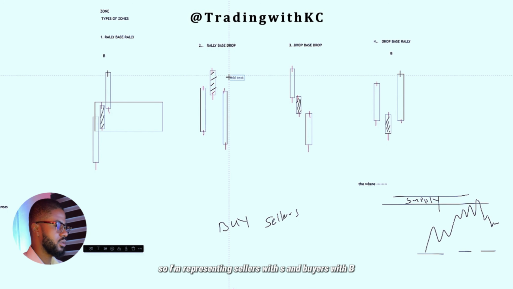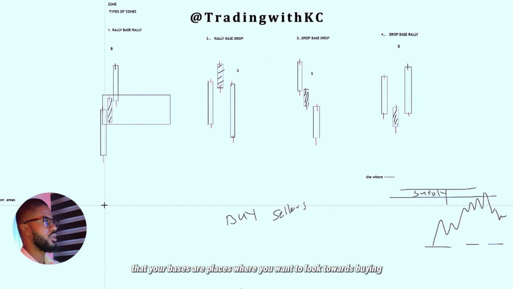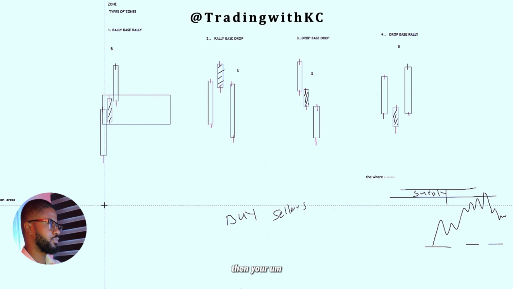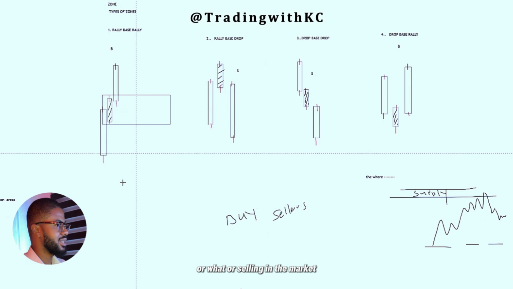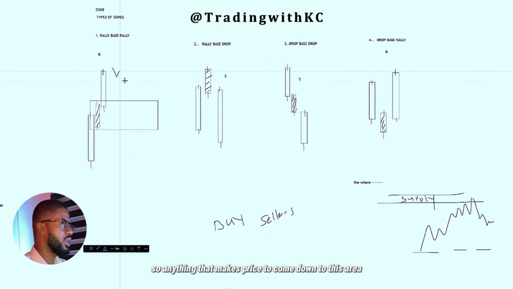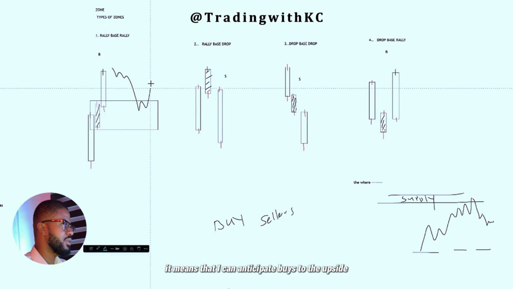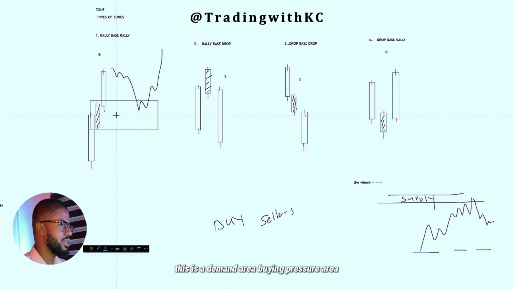So I'm representing sellers with S and buyers with B. Alright, so take note of this. As I was saying earlier on, your bases are places where you want to look towards buying or selling in the market. So this first one, rally base rally, means that I'm looking towards buying at this area. So anything that makes price come down to this area, I can anticipate buys to the upside. This is for sellers, a supply area. This is a demand area, buying pressure area, supply, selling pressure area.